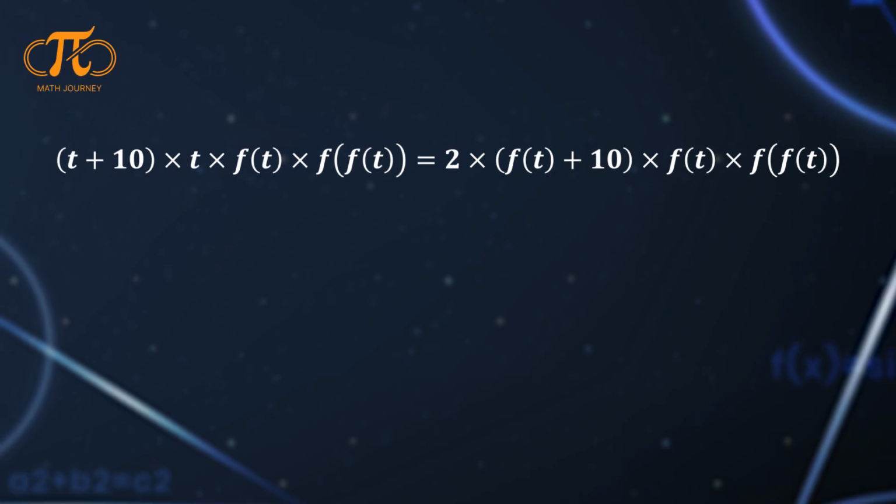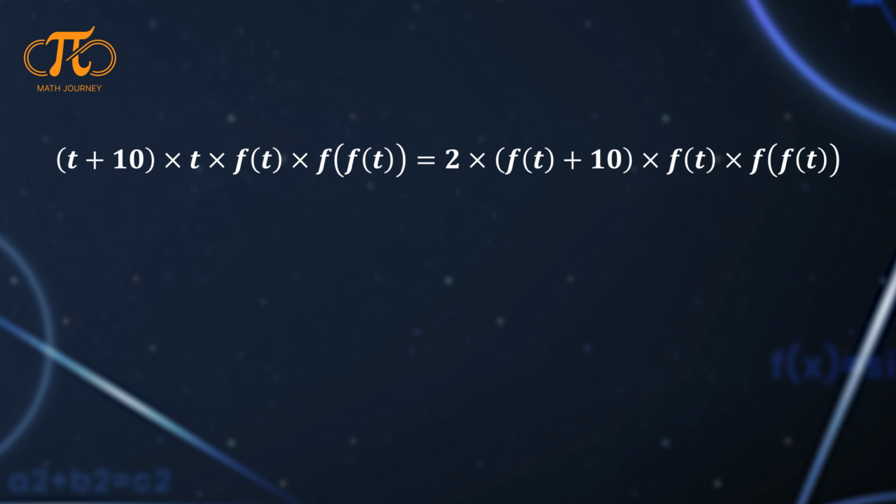Now, substituting back into our original problem, we get t plus 10 multiplied by t multiplied by f of t multiplied by f of f of t equals 2 times f of t plus 10 multiplied by f of t multiplied by f of f of t. To simplify further, we need to figure out f of t plus 10 multiplied by f of t.